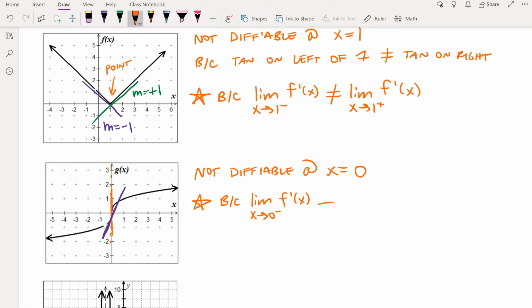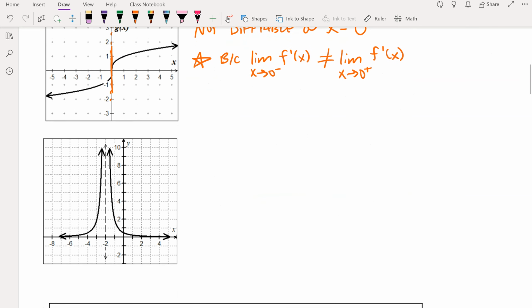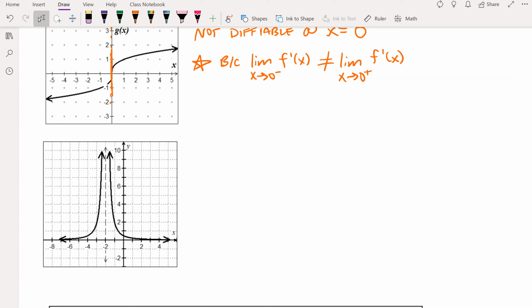That does not equal the slope of the tangent line of the derivative. The slope of the tangent line, sorry, the derivative on the right-hand side, that slope would look something like this. They're not equal. You don't have slopes from the left and right equaling each other. All right. And the last one, derivatives don't exist at any type of discontinuity. A vertical tangent is a type of discontinuity.